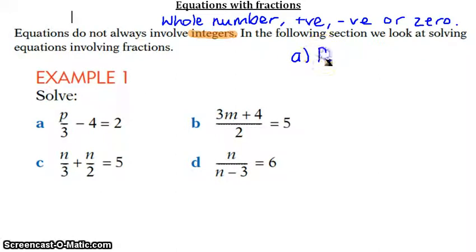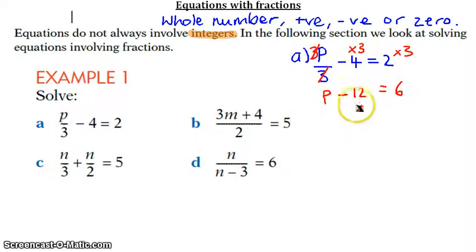In the first question we have p over 3 take away 4 equals 2. Now, to get rid of the denominator, I need to do the opposite to what's happening to the p. The p is being divided by 3, so it means I need to times everything in my equation by 3. 3 divided by 3 is 1, so I'm left with p there, minus 4 times 3 is 12, and 2 times 3 is 6. Again, I ask the question, what's happening to the p? Well, it's being minus by 12, so I can plus 12 to both sides.